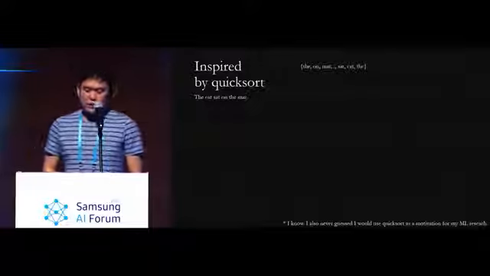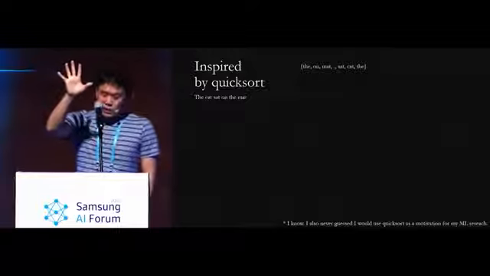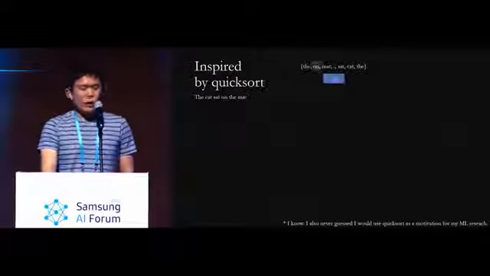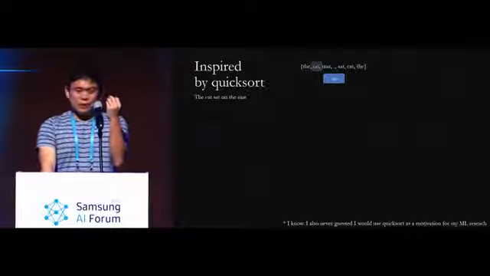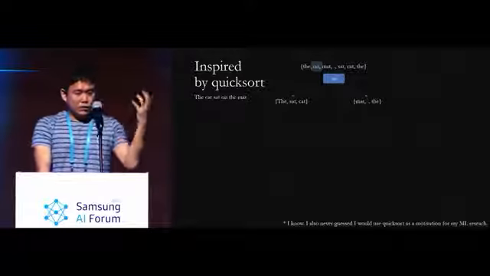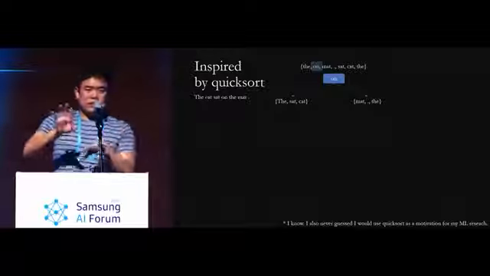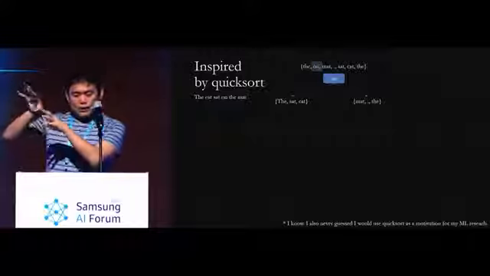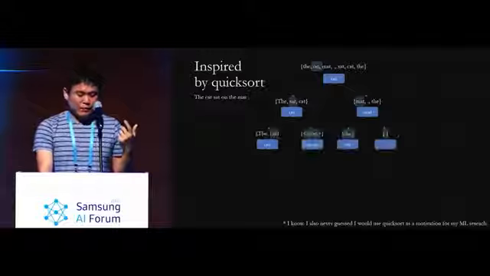Let's say my target sentence is: the cat sat on the mat, period. How can I generate this sentence? Initially I start with, let's say, shuffled words, and then I pick one word. Let's say I pick "on". Given that, this "on" acts as a pivot element in this sequence, and I can divide this sentence into two parts. One part contains all the words that lie on the left side of the "on", and the other side is going to be all the words that lie on the right side of the "on". Now I can apply this procedure recursively, building a binary tree.